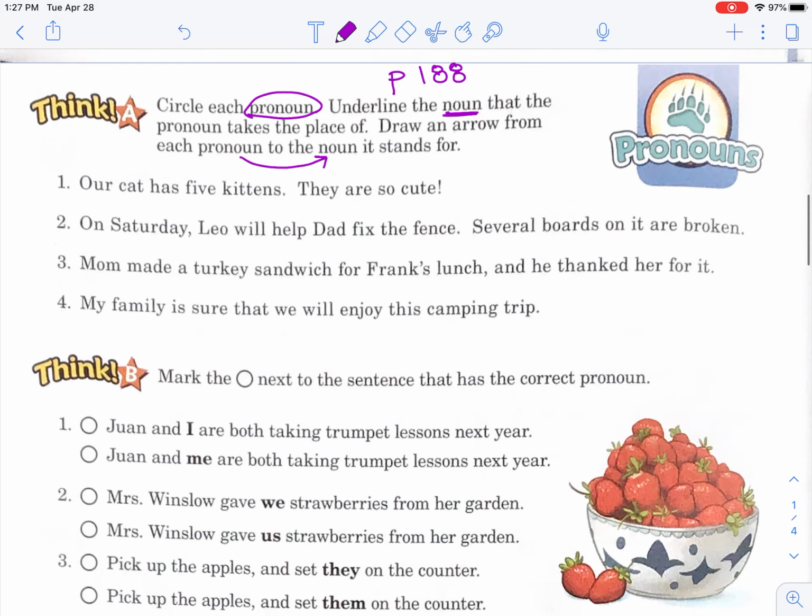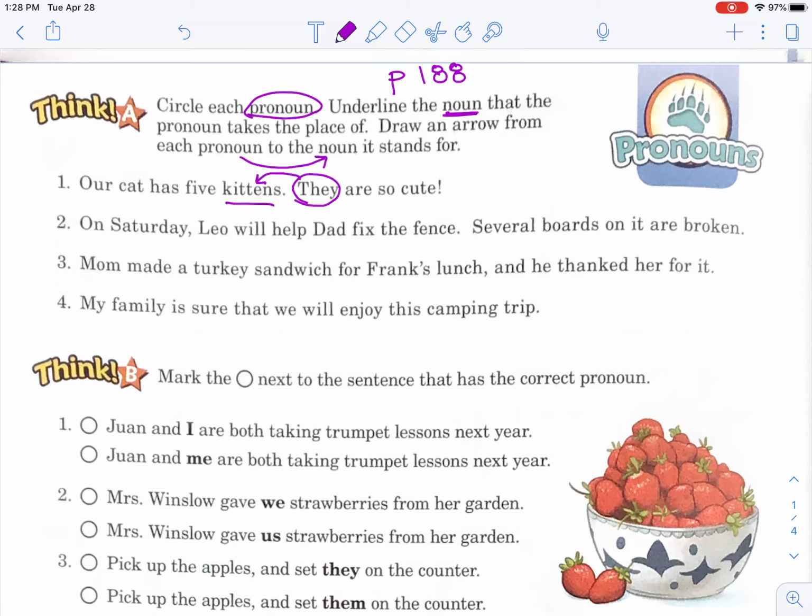So let's look at the first one. Our cat has 5 kittens. They are so cute. Ooh, I see it. There's my first pronoun, they. And who's the they? Our cat had 5 kittens. They are so cute. Who's the they that are so cute? Is it the cat? No, it's the kittens, the 5 kittens. They, the kittens. Do you see what I did there? Look at my instructions. From the pronoun to the noun. I just double checked. Pronoun to the noun they describe. They is the pronoun. Kittens is the noun.